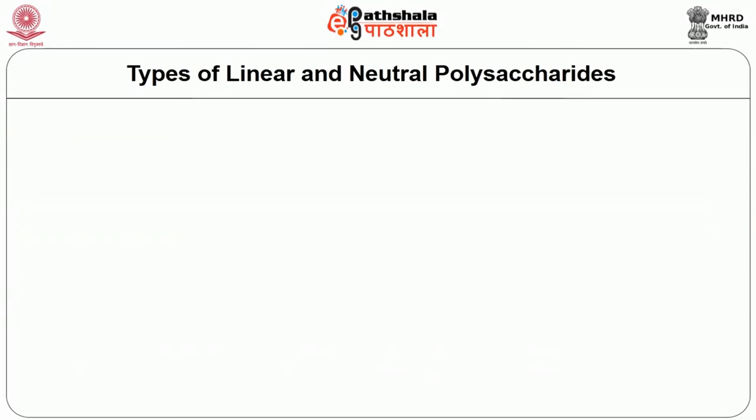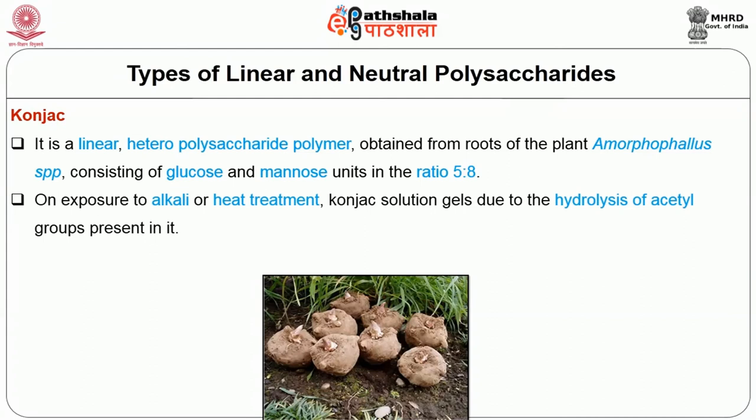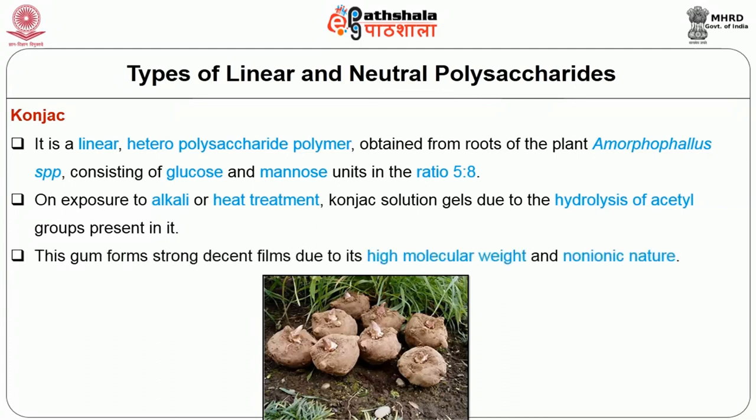The last type of linear neutral polysaccharide is konjac. It is a linear heteropolysaccharide polymer obtained from the roots of the plant Amorphophallus species, consisting of glucose and mannose units in the ratio of 5:8. On exposure to alkali or heat treatment, konjac solution gels due to the hydrolysis of the acetyl group present in it. This gum forms strong films due to its high molecular weight and nonionic nature.